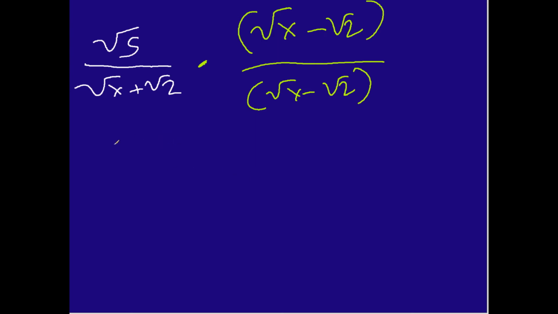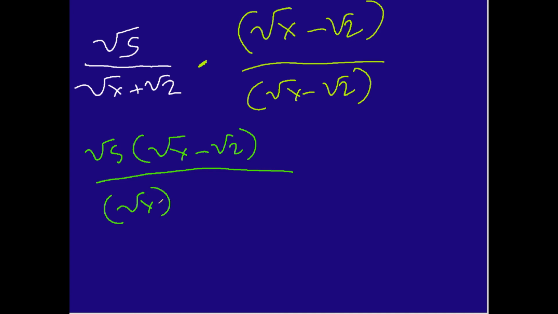Again, you should have an idea of what to expect here. We get the square root of 5 in the numerator multiplied by the square root of x minus the square root of 2. And then in the denominator, we get the square root of x squared minus the square root of 2 squared. Now, what does that lead to? Let's continue the process here.